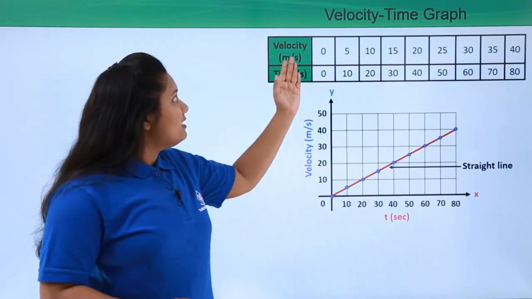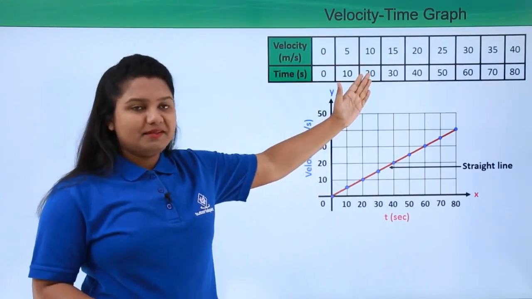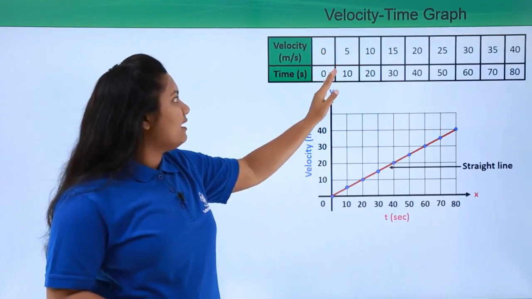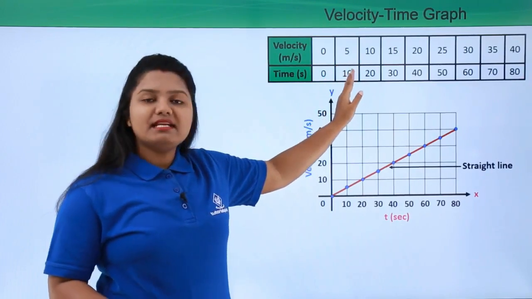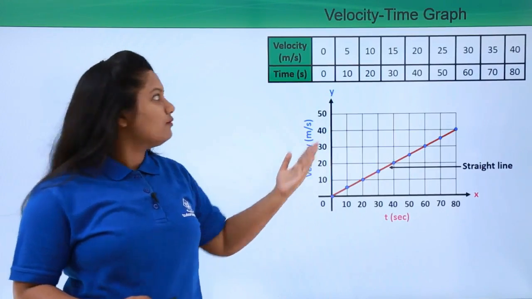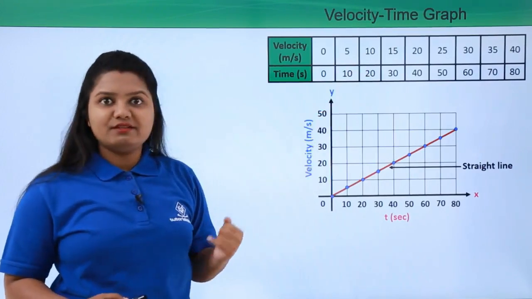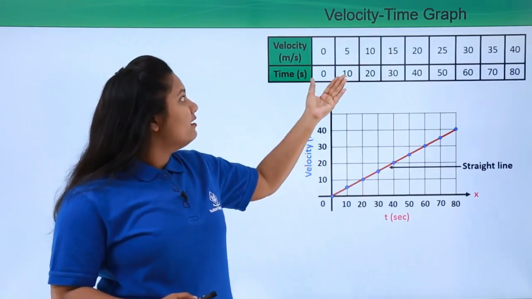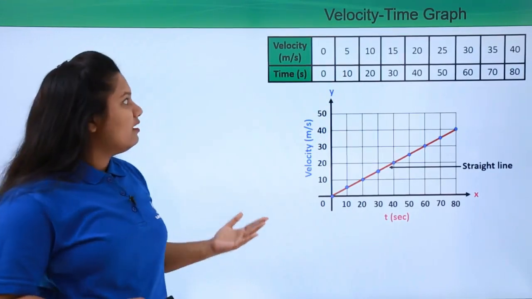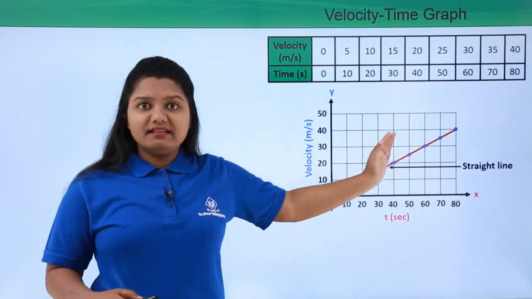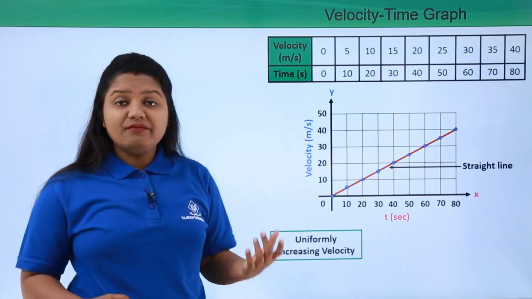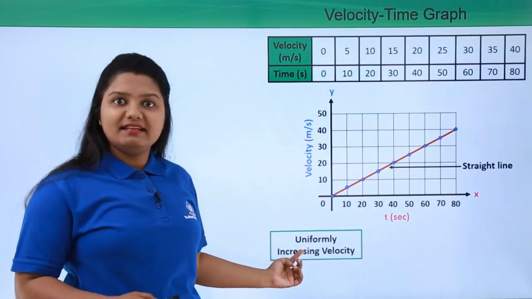So now let us study the velocity of this moving body. We see here that it was 0 when the time was 0 seconds. When the time became 10 seconds, it was 5 meters per second. When the time was 20 seconds, it was 10 meters per second, and so on. So it is increasing by 5 meters per second every 10 seconds. So it is uniformly increasing, or we can say that the body is moving with a uniformly increasing velocity.